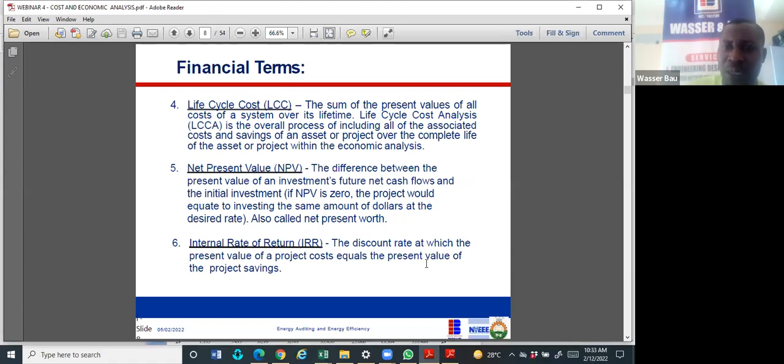So life cycle costing, I've talked about it, is simply the sum of all present value of the cost of a system over its lifetime. So if I'm talking about life cycle costing, it means what is the maintenance cost, what is licensing cost, what is the renewal cost, all the costs, aggregate them.